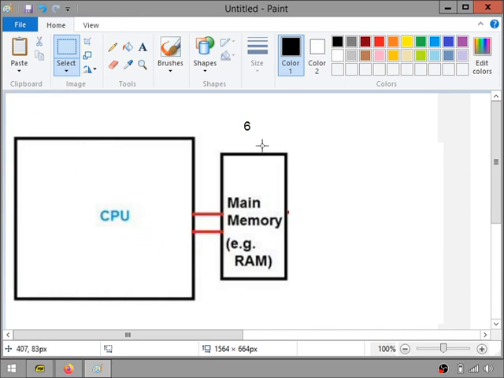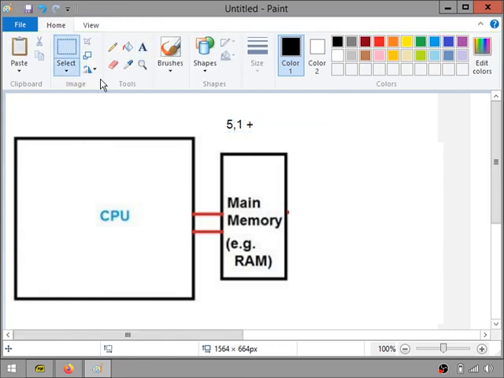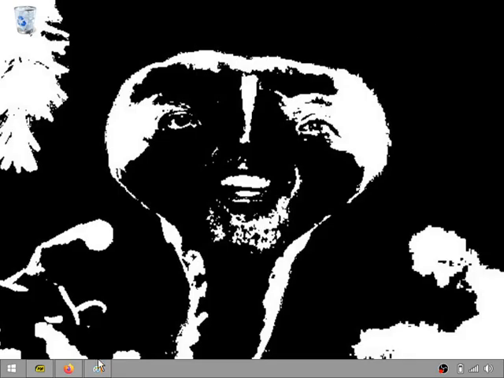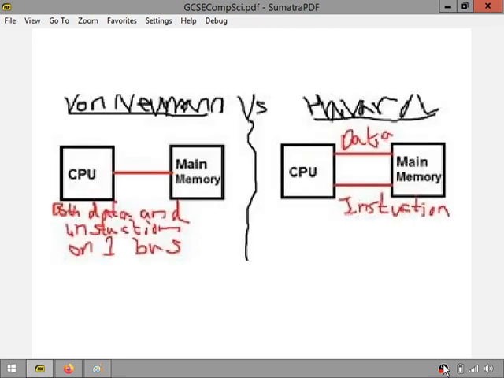So this is Harvard that I'm about to do a description of. If we were to send an instruction via Harvard architecture, such as adding together 5 and 1, we would take the 5 and the 1, send it down one cable, and we'd take the plus and send it down the other. So that's the key difference there. Harvard architecture uses 2 buses, a separate one for data, a separate one for instructions. Von Neumann uses 1 bus for both instructions and data. So there we go. That's Von Neumann in a nutshell for you.